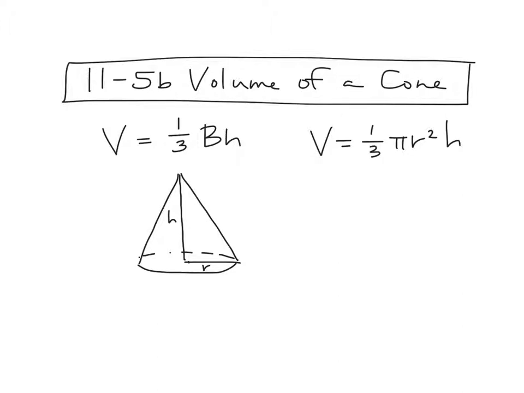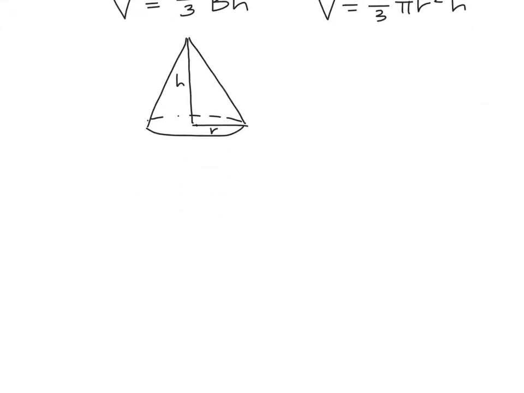Just so you know, when I give it to you for the test, I'm going to give it to you like this, 1/3 bh. But just know, b is pi r squared if your base is a circle. So keep that in mind. You may use either one of those today. But we are just going to do 2 problems, and then you'll have some time. Here's what we're doing. This is like example 3 in your book.